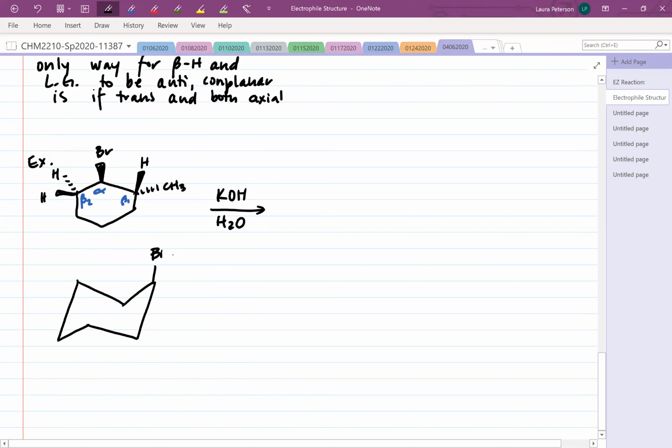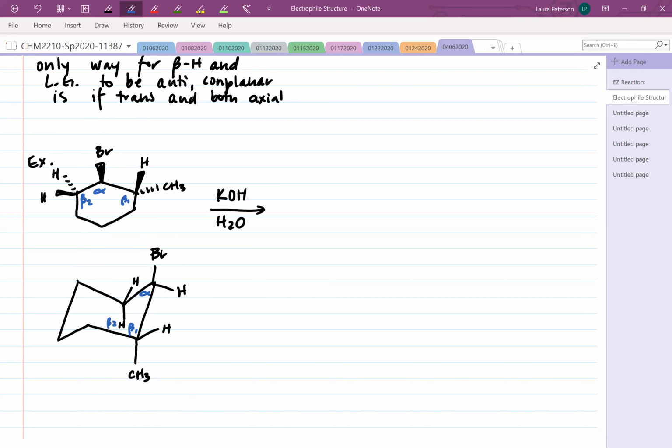Okay, so the leaving group has to be in the axial position. That's the only way that it can be 180 degrees from the beta hydrogen that I'm going to remove. So I can fill in my beta 1 position. And so now my methyl group was at the position that I needed my beta hydrogen to be. So this is alpha and beta 1. So let's go ahead and draw in the hydrogens at the beta 2 position. Okay, so beta 2 is over here. So this is the hydrogen that I need to remove. This is the hydrogen that is 180 degrees from my leaving group.